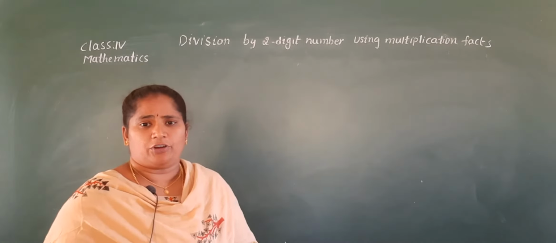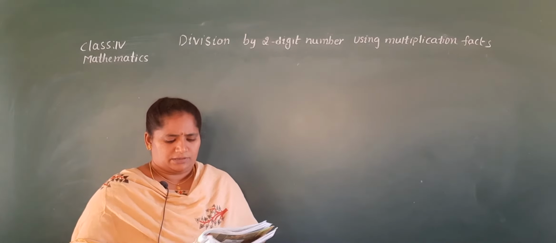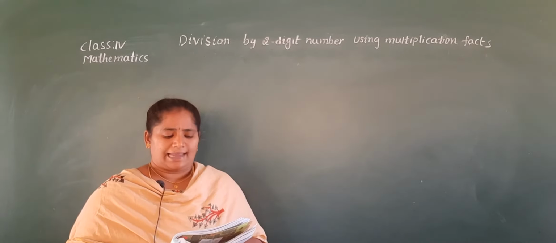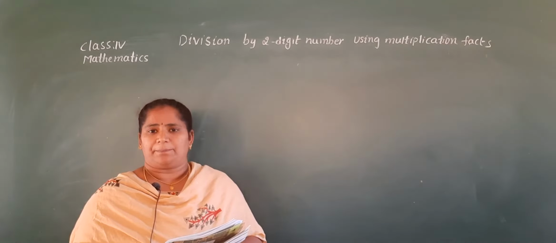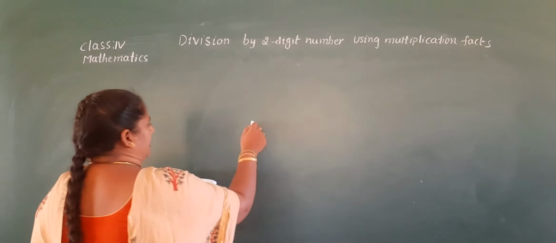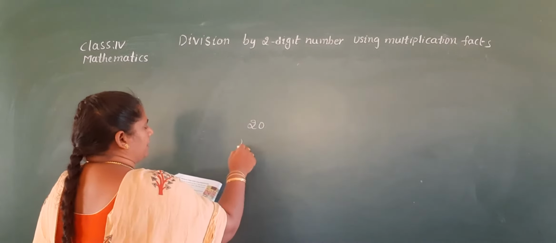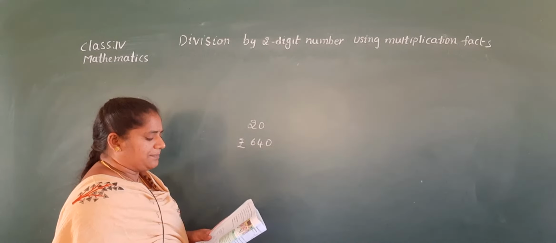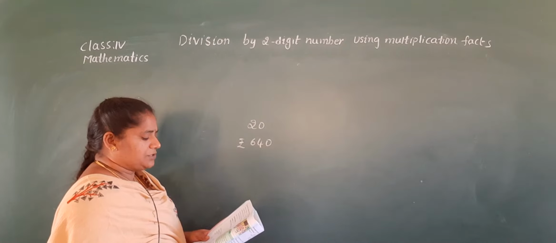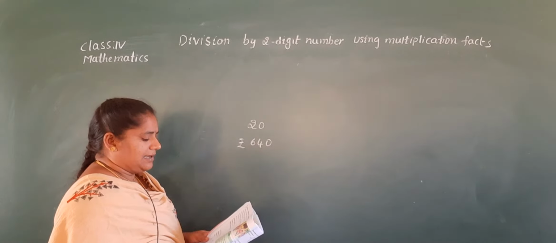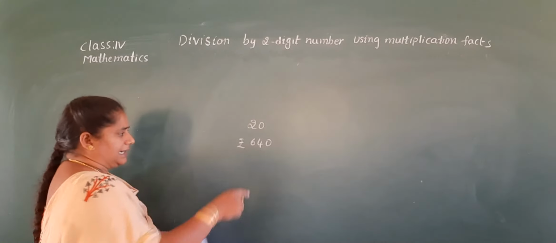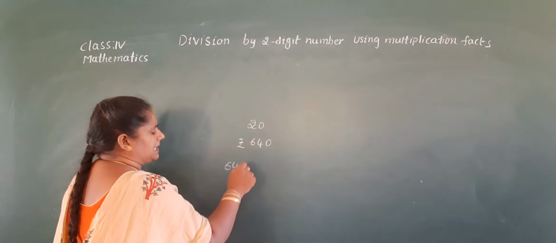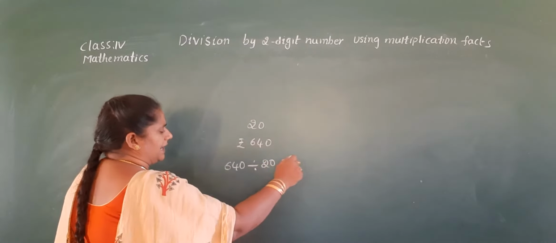My dear children, all of you open page number 66 in your textbook. See here, there are 20 students in class 4. The class needs to collect 640 rupees for a picnic. How much money should each child bring? How do you get this answer? 640 rupees is to be collected from 20 children, so if you divide 640 by 20, then we can get the answer.